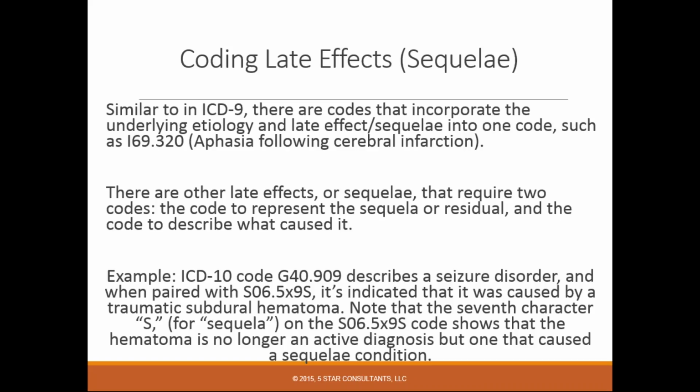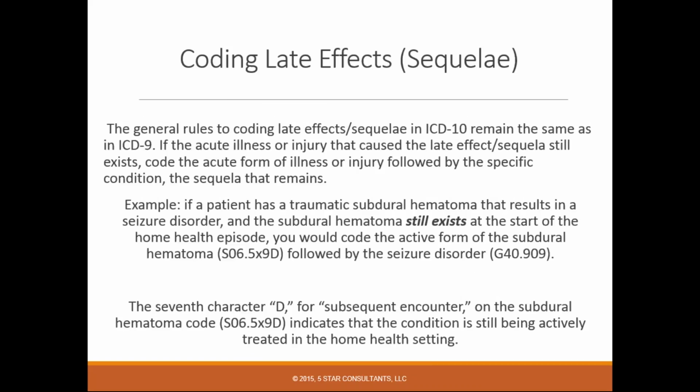Now, when you go over to the middle paragraph of this slide, if the patient has a traumatic subdural hematoma that results in a seizure disorder, and the subdural hematoma still exists at the start of the home health episode, you would hope that would be very uncommon, but let's say it does. Then you would code the active form of the subdural hematoma, S06.5X9D, followed by the seizure disorder, G40.909. That's pretty much the same as ICD-9, but there are very specific rules. So look them up to see which goes first and have your referral information and your assessment detailed and accurate enough so that you know what still exists and what does not, so you know the order.